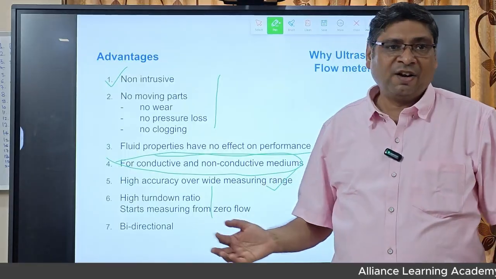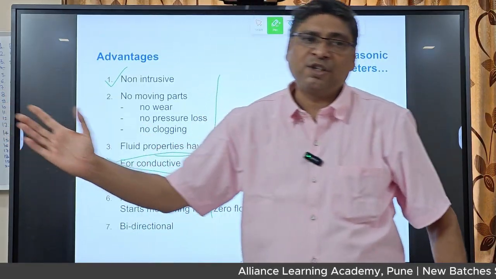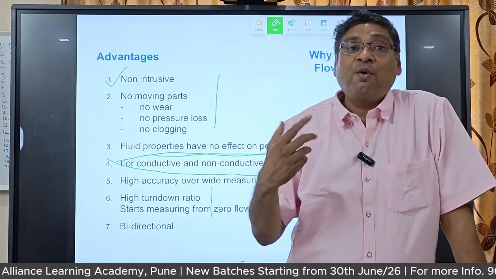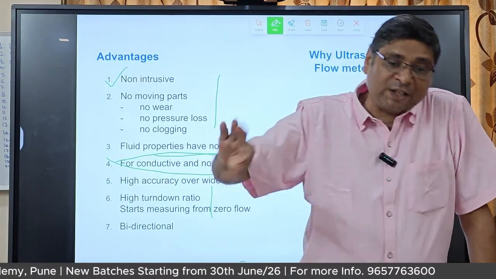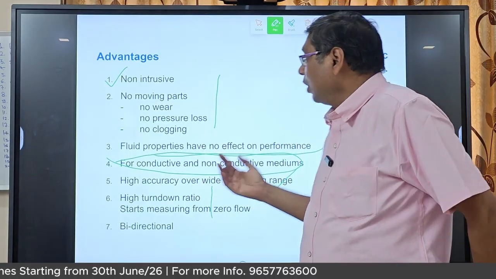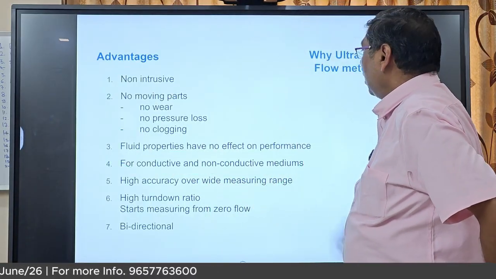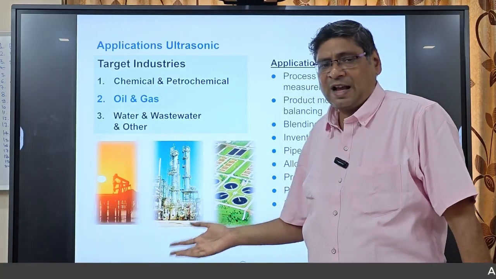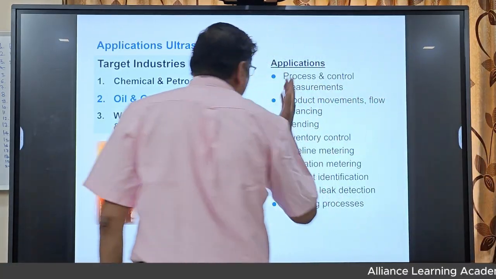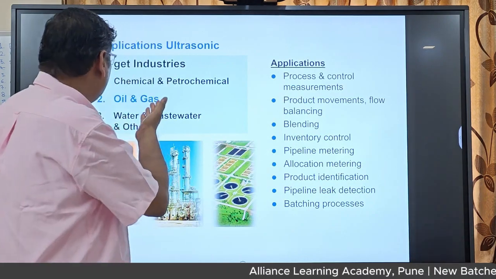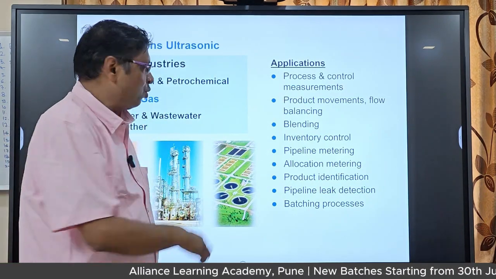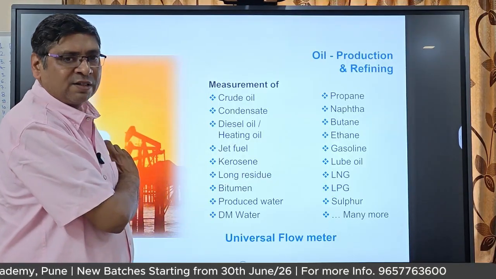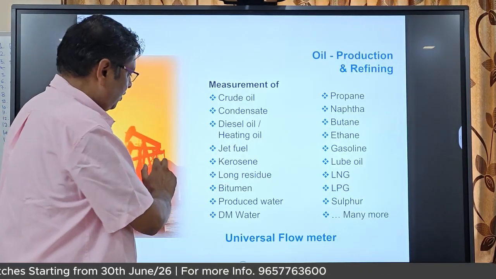And bidirectional flow: flow in this direction you can measure, flow in this direction you can measure. Even sigma flow, meaning some plus some minus, what is the net? That counter is also available in ultrasonic flow meters. And there are a lot of industrial applications you can see over here: oil and gas, chemical, petro, water, wastewater, many. In oil and gas, you can see a lot of applications of this.